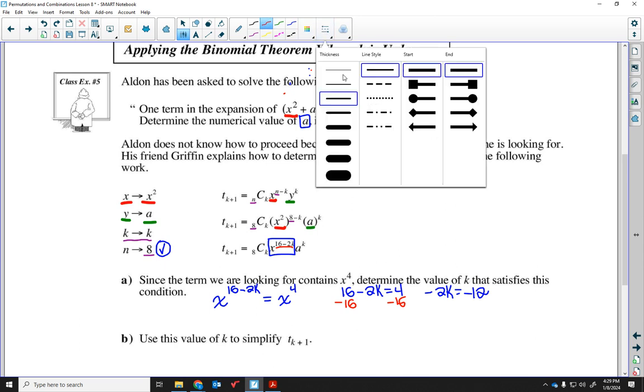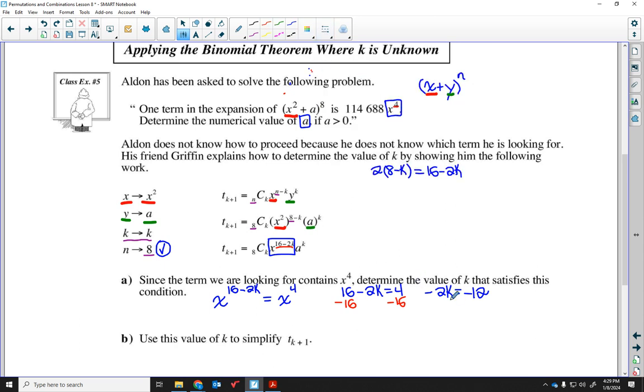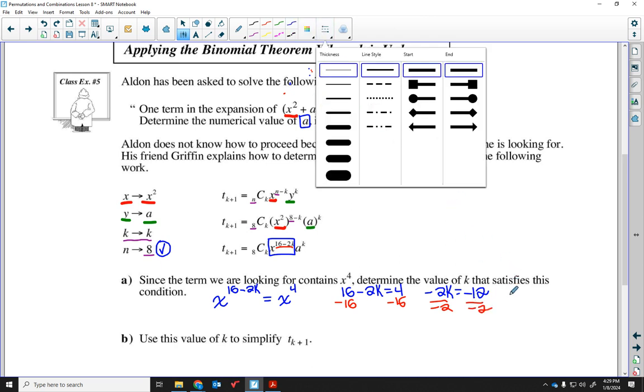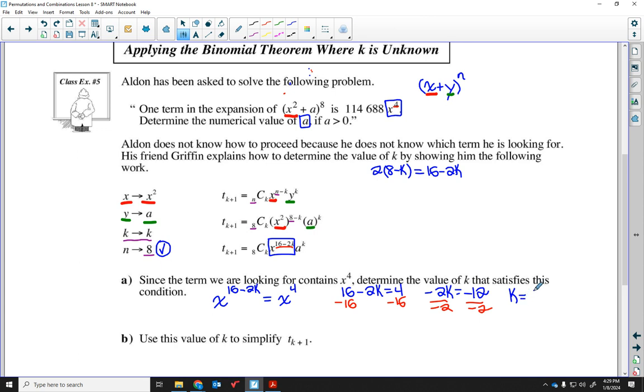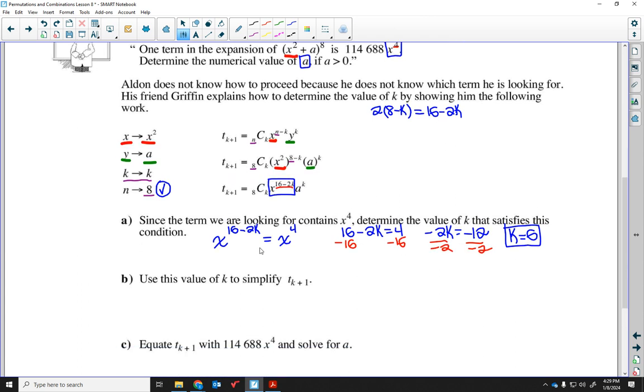And then just to get k by itself, we can divide both sides of the equation by negative 2. Divide by negative 2, and then I would get a k value that is equal to 6. Okay, now I finally know what k is equal to. So what I'm now going to do is, because I know what k is, I'm going to sub it into this equation now and simplify this general term formula a bit simpler, okay?